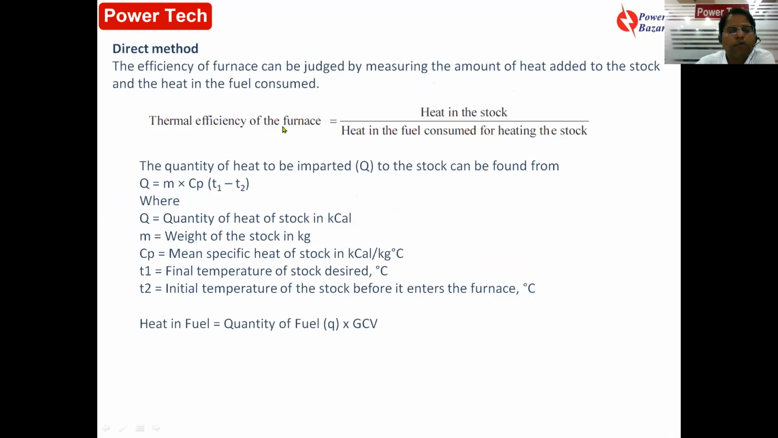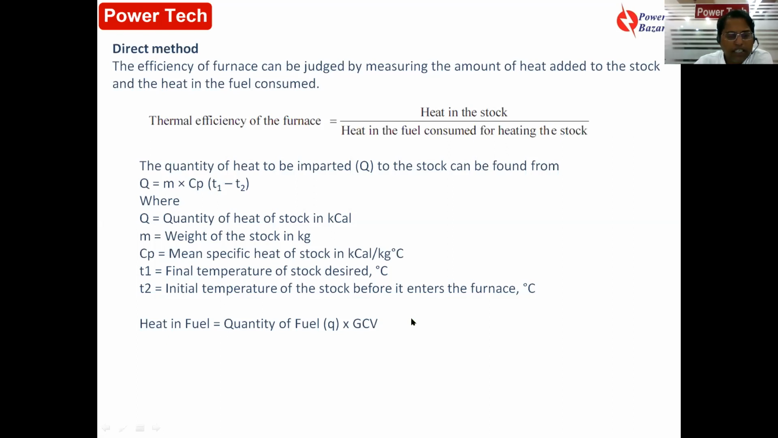Thermal efficiency of the furnace is basically the amount of heat added to the stock divided by the heat in the fuel consumed for heating the stock. Now, what is the heat imparted, or Q, to the stock? It is m Cp (T1 minus T2), where m is the mass of the product, Cp is the specific heat of the stock, and T1 minus T2 is the final temperature minus the initial temperature, the initial temperature being that at which the product entered the furnace. So m Cp (T1 minus T2) is the quantity of heat imparted to the stock.